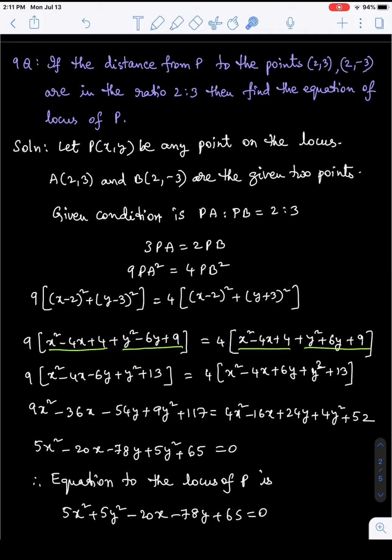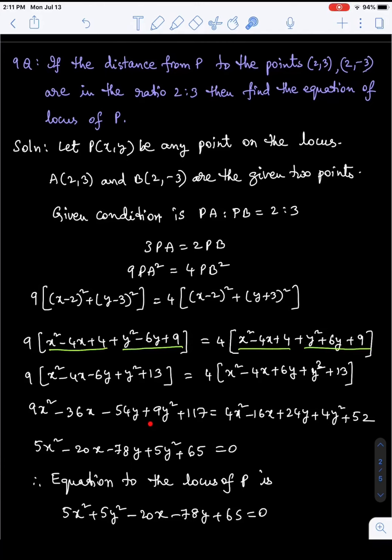While taking 4x square to LHS, it will become minus 4x square. 9x square minus 4x square will become 5x square. Minus 36x plus 16x. When you take this to this side, it will become plus 16. So after simplification, you get this.